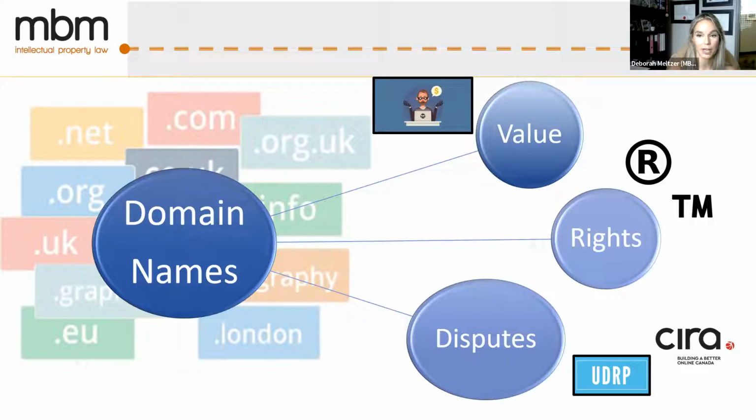And we have to consider the value in the domains, what rights we have in a domain name. And if we have issues with the domain name, if someone else, let's say, is using a domain name that you want, what recourse do you have against that person? And on the flip side, if someone is trying to take your domain away from you, what rights do you have in that domain?